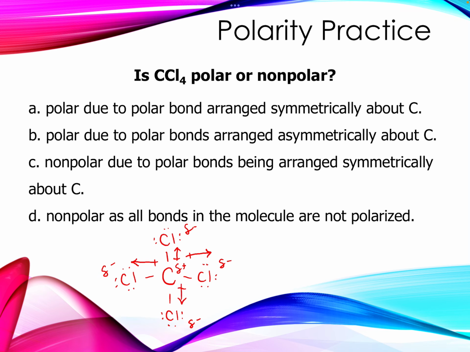All right, so once we've drawn that, we ask, do my dipoles cancel out? We have one going left and one going right, those cancel. And then we have one going up and one going down. Those cancel. So here, all of our dipoles are canceling out, which means that this is nonpolar. Specifically, it's nonpolar due to our polar bonds being arranged symmetrically around our atom. The fact that they're arranged symmetrically is the reason that they all cancel out. If you weren't sure how that played into the explanation, that's the technical way of saying it: they are arranged symmetrically about the carbon atom.